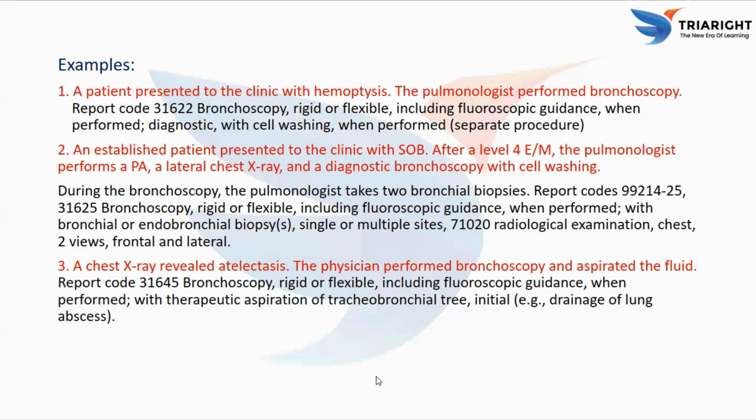And third is the chest X-ray. So this is separately reportable because imaging was done before as a part of evaluation but not bundled into the bronchoscopy. So you have to assign the CPT code 71020.